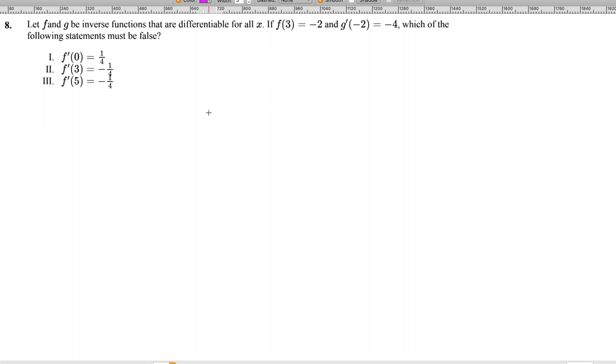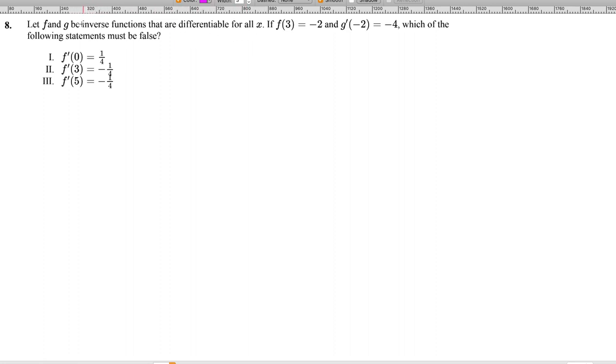A little tricky. Let's just go through some facts we need to know. They're a little obscure in order to answer this question correctly. But the first thing is that f and g are inverse functions, and they're differentiable for all x.